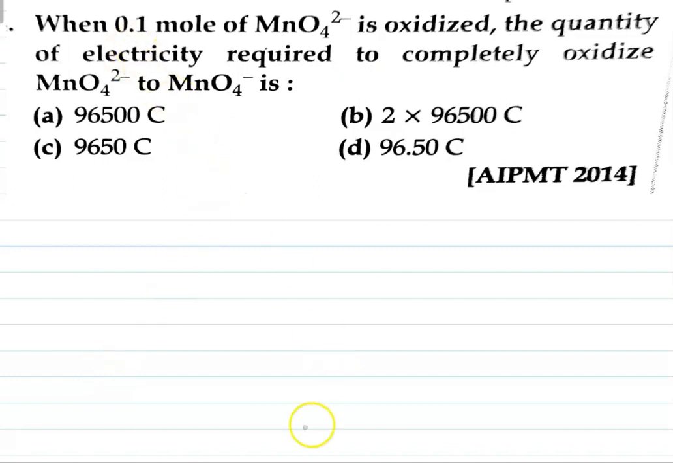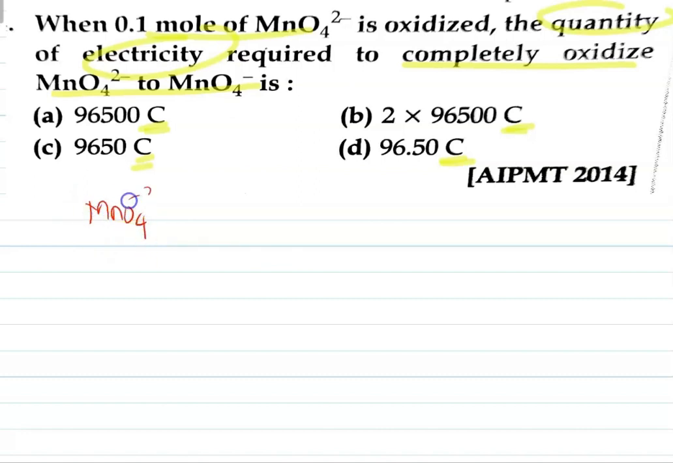So 0.1 mole of MnO4 2- is oxidized. What is the quantity of electricity required to completely oxidize MnO4 2- to MnO4-? So the quantity of electricity is asked. You can see the options. The electricity is given in terms of coulombs, that means the answer is in terms of charge. So we need to calculate the charge here. So let's see what is being asked.